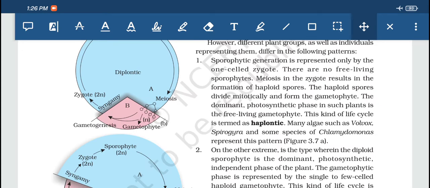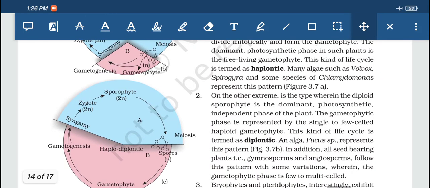Then coming to the second life cycle, that is diplontic. Haplontic and diplontic are at the extremes, and haplodiplontic is in between them. On the other extreme is this type wherein the diploid sporophyte is dominant. There the gametophyte was dominant, here the sporophyte is dominant. The diploid sporophyte is dominant.